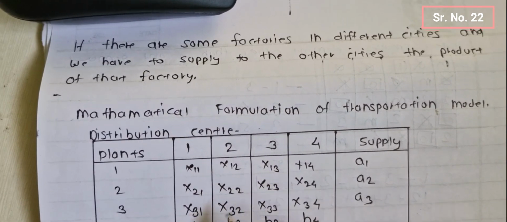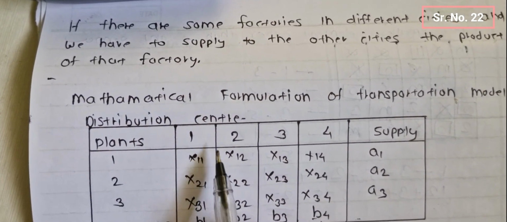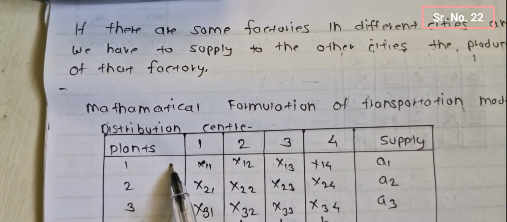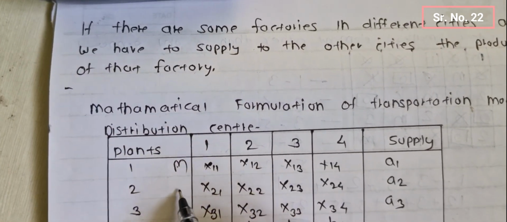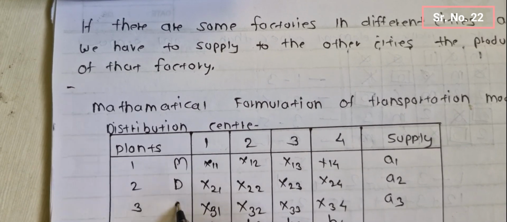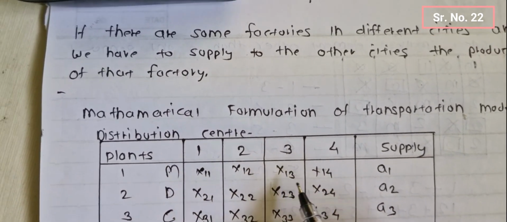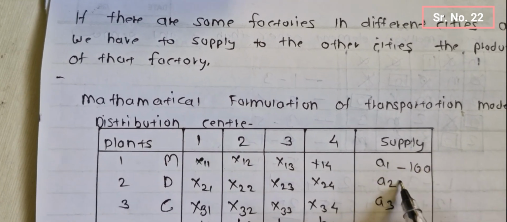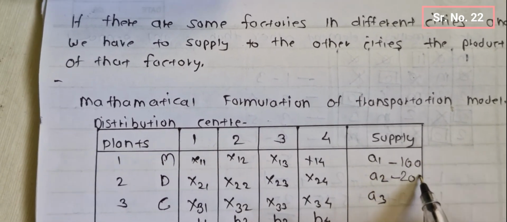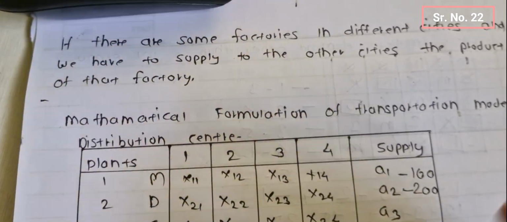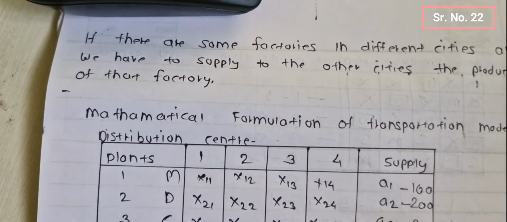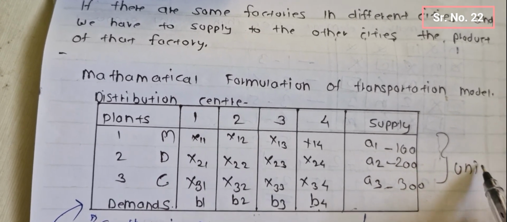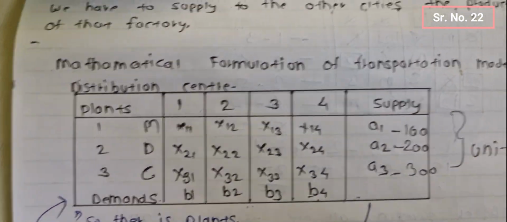Actually, what is the demand? Here are plants 1, 2, 3. You can consider the first plant in Mumbai, the second plant in Delhi, and the third plant in Chennai. And here is the supply. You can consider 100 units from Mumbai, 200 for Delhi and 300 for Chennai. These are the units which we want to supply. So we are producing in Mumbai, Delhi and Chennai.